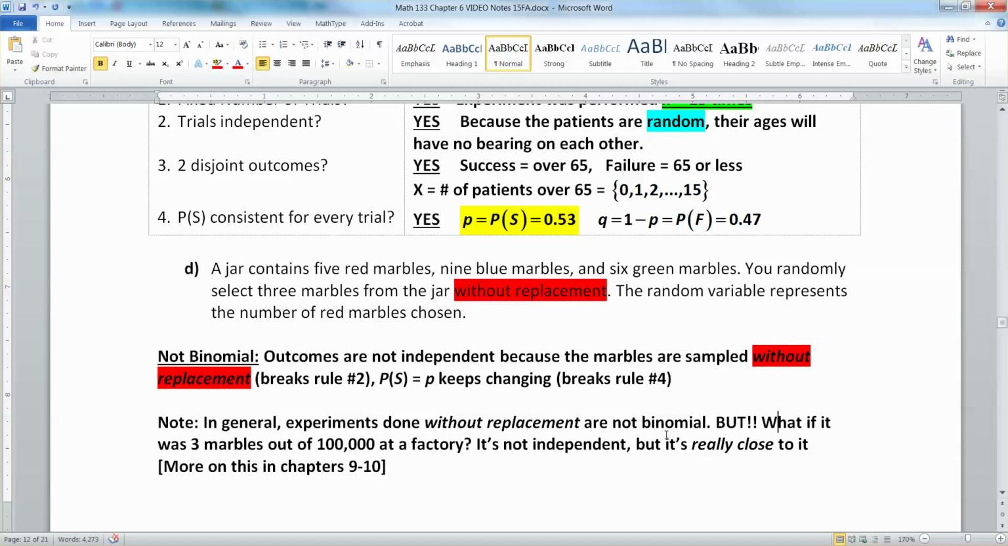So in general, when you do without replacement, it is not binomial. But if you make it so that the amount you're taking is really tiny in comparison to the huge population, then basically we'll fudge it and say, yeah, it's close enough. We'll count it as independent, right? So it's not independent really, but we'll basically say it's independent for our purposes later on. Okay, so that's just a little heads up for what's going to happen later.